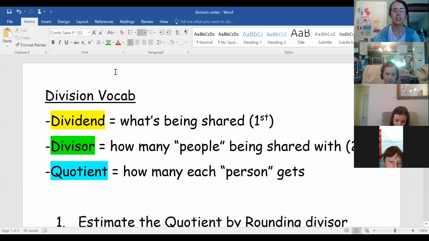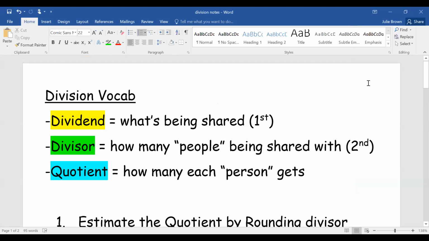Can you copy down the division vocab? We've got the dividend, which means what's being shared. The divisor, which is how many people we're sharing with. And the quotient is how many each person gets.